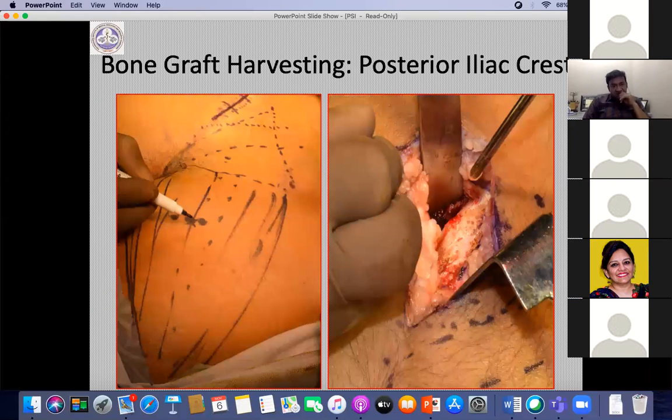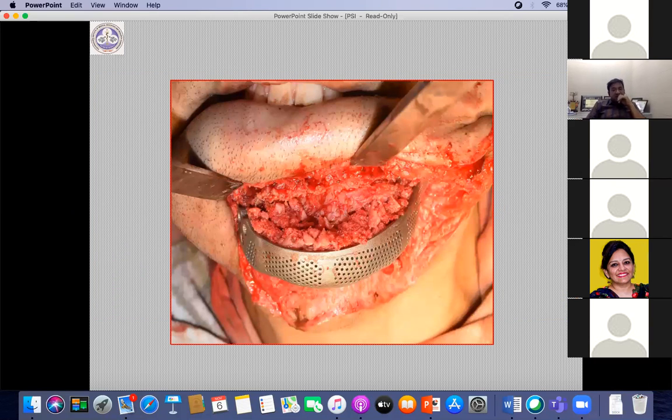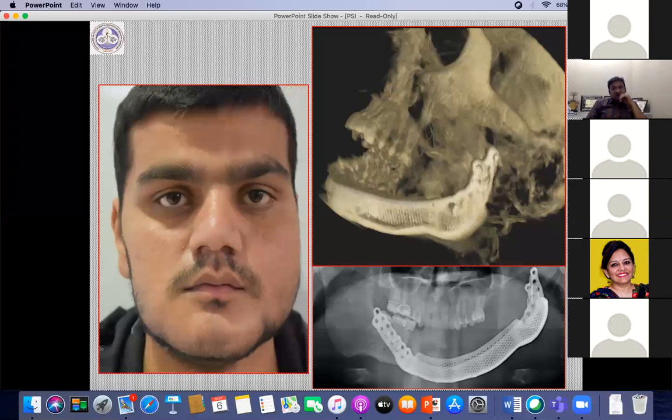Bone harvesting from the posterior iliac crest. A lot of bone was taken out. The whole tray was filled with bone. And the whole tray was carried to the recipient site and fixed with the ramal stems of the mandible. His bony contours were restored. Everything was fine. The patient was regular on follow-ups, but the story didn't end there.